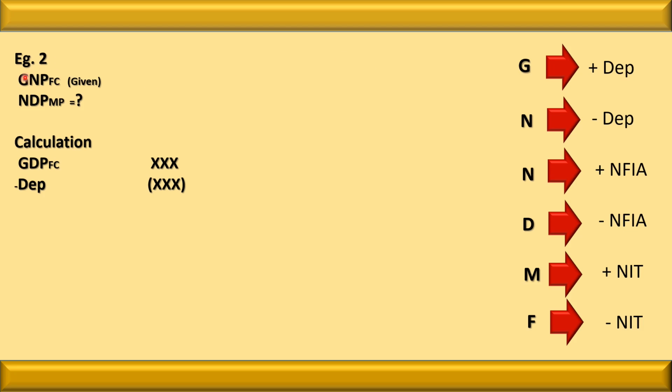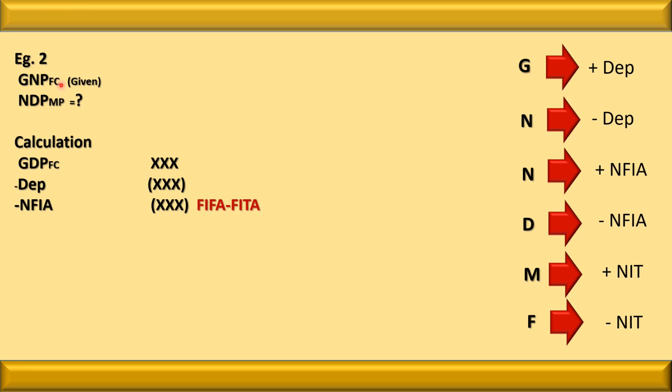First pair is corrected, rectified. Second pair, we have to find out D. What we have to do? Let us see the sign. Minus NFIA. NFIA means factor income from abroad minus factor income to abroad, FIFA minus FITA. So second pair is also corrected.